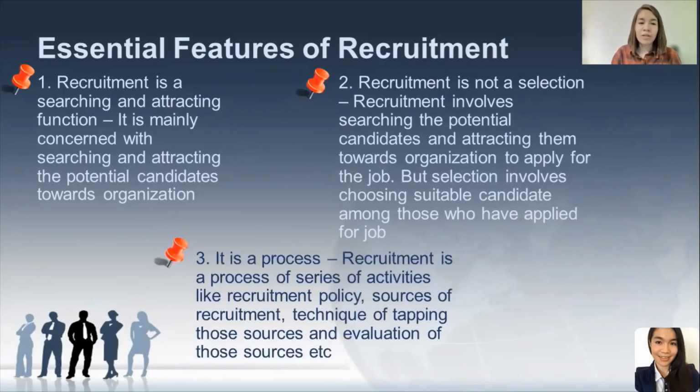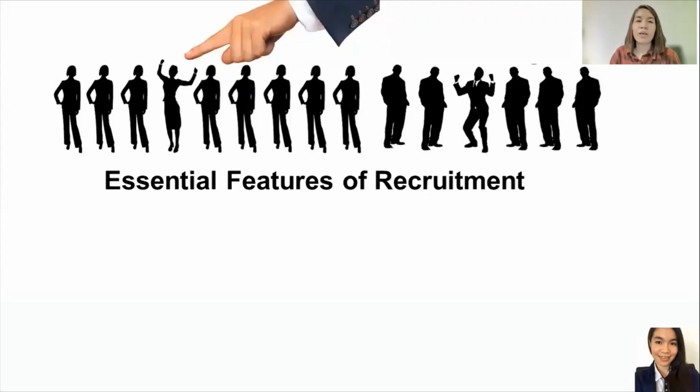And third, it is a process. Recruitment is a process of a series of activities like recruitment policy, sources of recruitment, techniques of tapping those sources, evaluation of those sources, and so on.